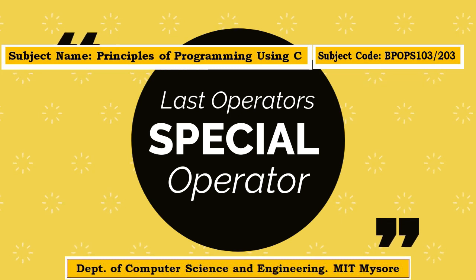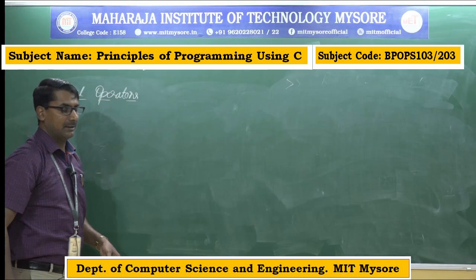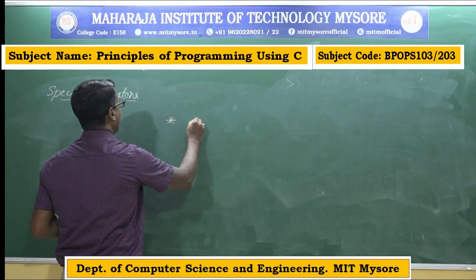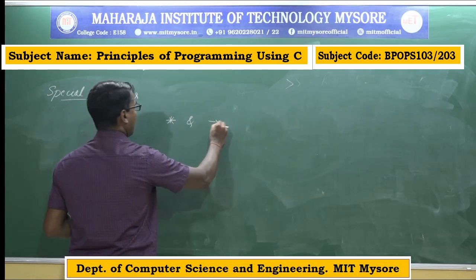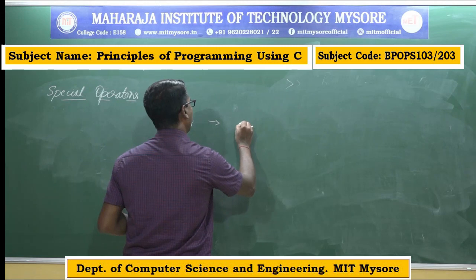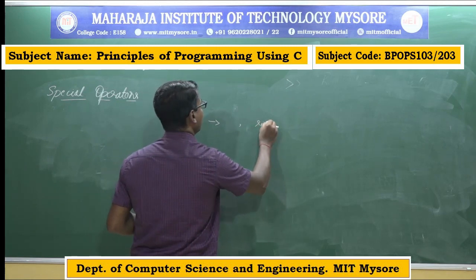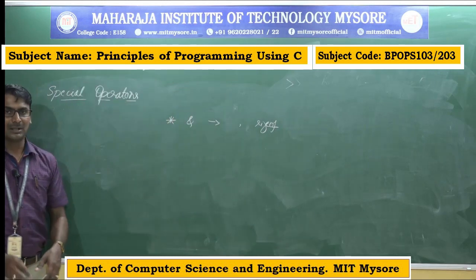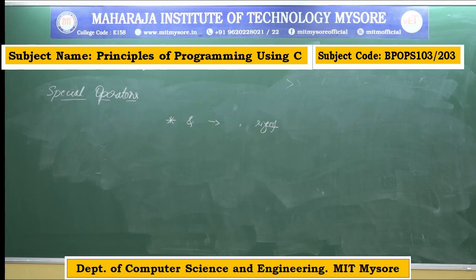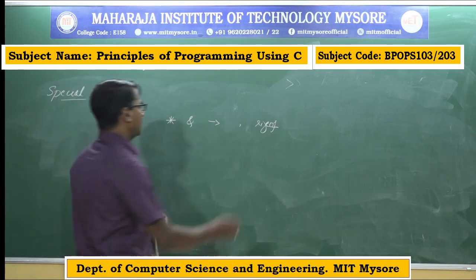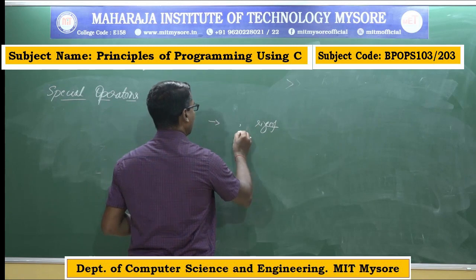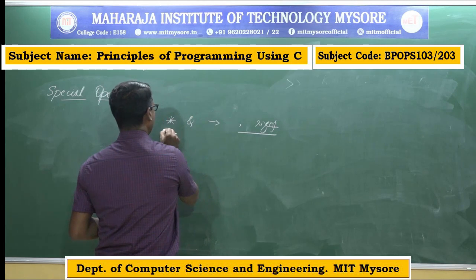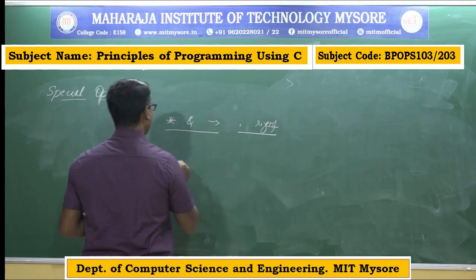The last category of operator is special operators. So special operators are the star and arrow operators, the comma operator, and the sizeof operator. These operators are called the special operators. In this class we discuss these two operators, the comma operator and the sizeof operator. The other operators we discuss in later classes.